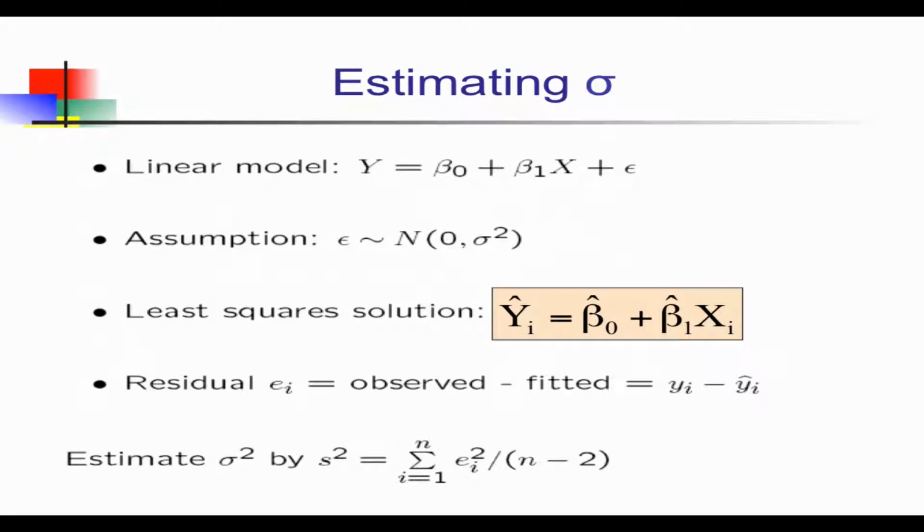Okay, I think that's where we stopped last time. After we talked about how to estimate beta hat 0 and beta hat 1, the next step is how to estimate sigma. Because sigma squared, remember, is the variance of epsilon, which is also the variance of y. So how do you estimate this sigma?